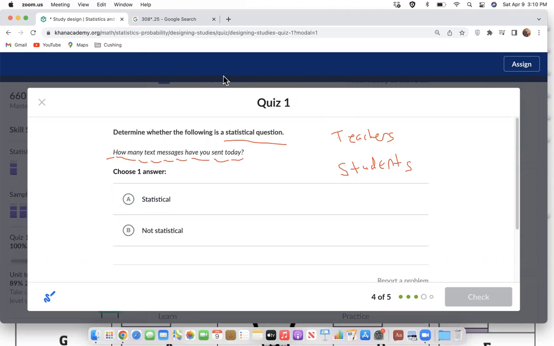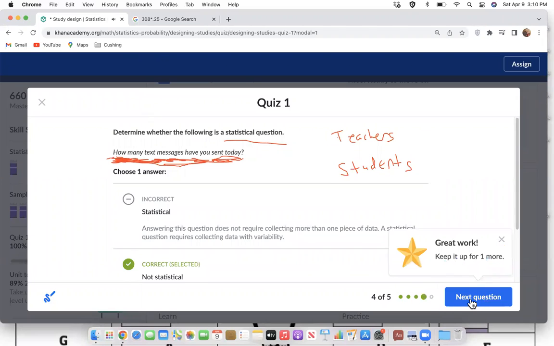With the question that they're asking here, it's not quite like that. You're actually just counting one specific number. So you're not collecting data with variability. You're just collecting one specific number, one specific statistic. You're really just counting here. So this is not a question that requires the use of statistics. Anyone can answer this question without knowing anything about statistics. But if you want to answer the question, do teachers send more texts on average than students? You're going to need to know some of the methods of statistics in order to answer that. So we'll say not statistical.